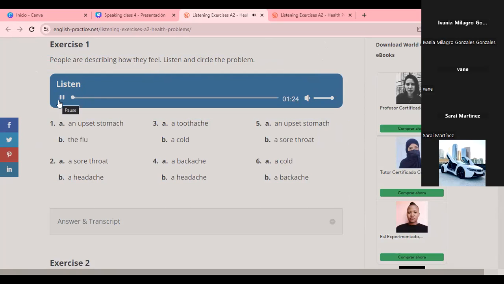People are describing how they feel. Listen and circle the problem. 1. I feel terrible today. I ate too much last night and my stomach doesn't feel well at all. You should take something for it.